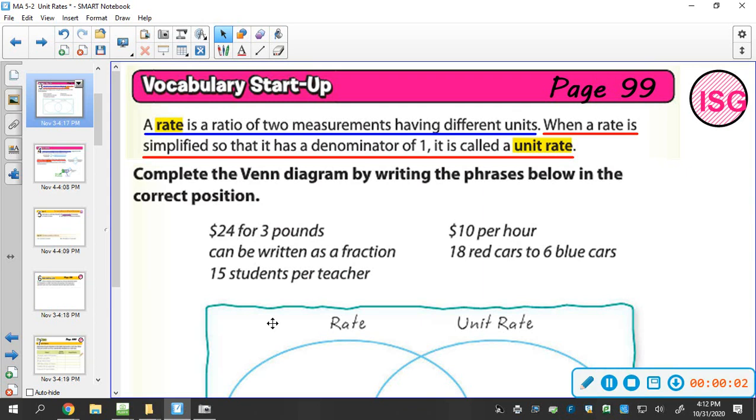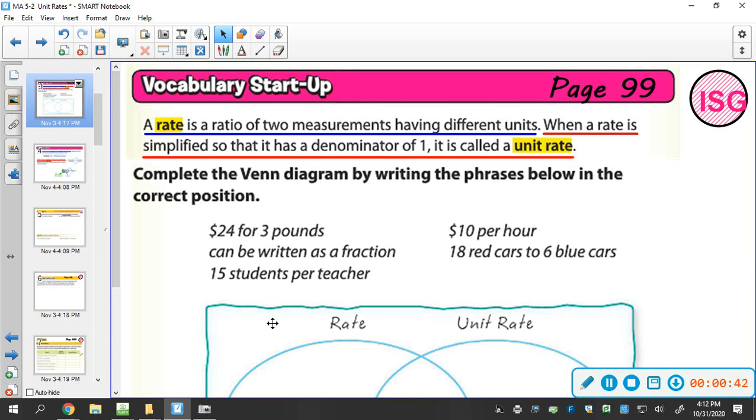Alright, so this is lesson 5-2. We're starting on page 99 of your workbook, and we are talking about unit rates today. Before we were talking about ratios, and it says a rate is a ratio of two measurements having different units. Okay? When a rate is simplified so that it has a denominator of 1, it is called a unit rate. And you should have heard about units, rates, and rates in 6th grade, so this should be somewhat review here.